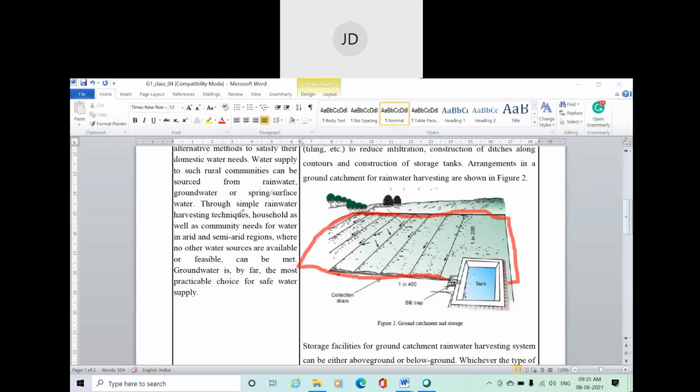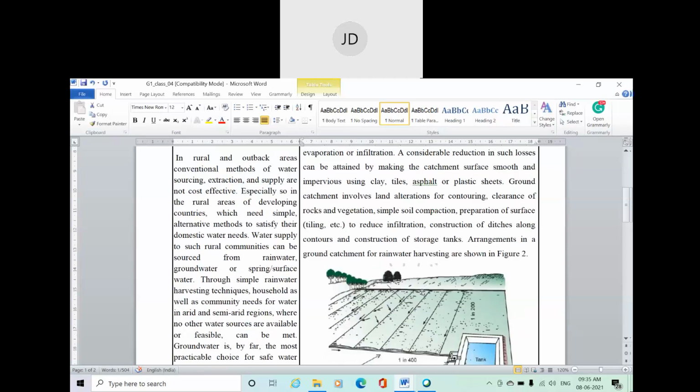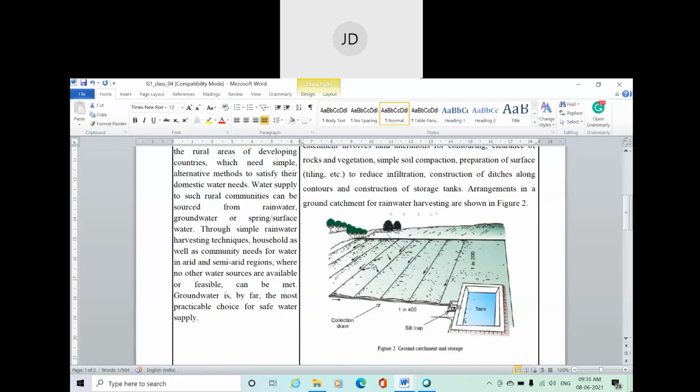Now let's go to the statement given here. By appropriately preparing a piece of surface on the ground, it can be used as a catchment for harvesting rainwater for a small community. Regarding catchment, you also know these things, right? Even in fluid mechanics or hydraulics, I think you have got it, or maybe you are getting it right now in the semester. A catchment is a particular area where there is one common outlet. This particular area you can consider as a catchment, either natural or man-made.